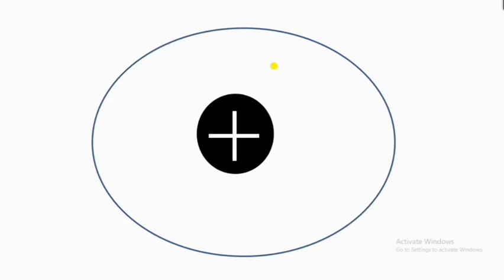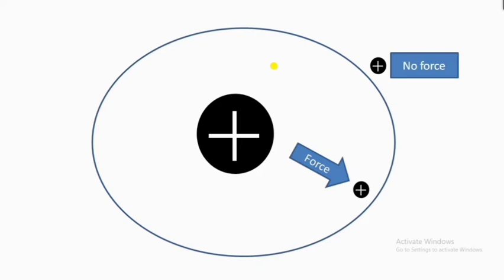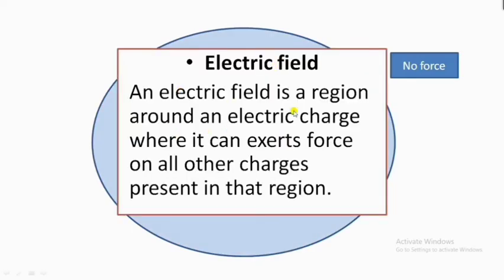So we already know there is a region around a charge where it can exert force on other charges, and outside that region it cannot exert that force, and this region is called electric field. So the region around the charge where it can exert forces on other charges is called electric field.